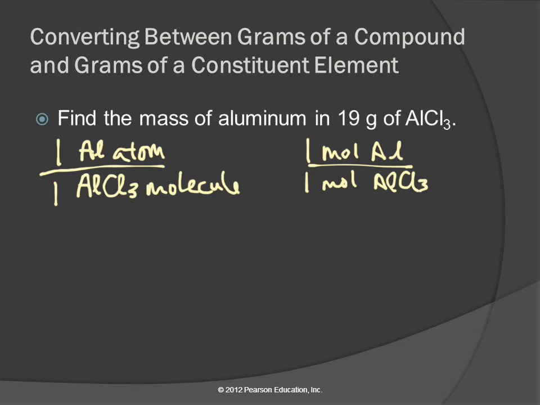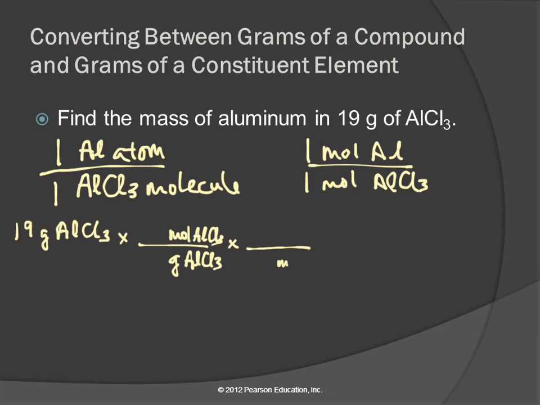So we're going to take 19 grams of AlCl3, and we're going to find out how many moles of AlCl3 that is per gram. And then we're going to have moles of AlCl3. Relationship between moles, and find out how many moles of aluminum, and then we can convert to grams of aluminum.